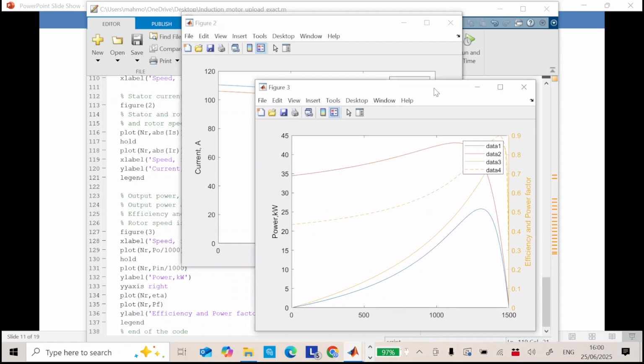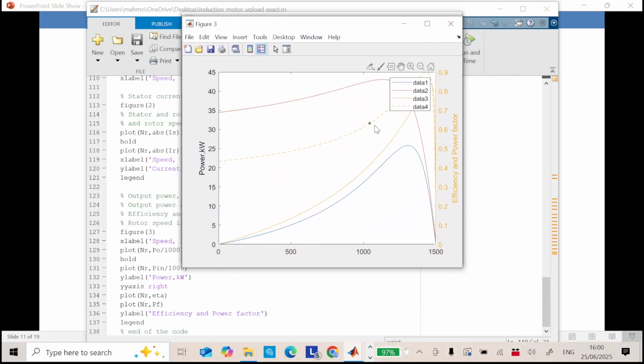Going for figure number 3, we are going to stay a while with this one. We are going to adjust the figure as we saw in the slides. So first thing, we can move this legend anywhere. So we are going to change the label here. So we are going to add data number 1 is output power. Data number 2, input power. Data number 3 is efficiency. And data number 4 is power factor. Definitely you can add any words you like here for your legend.